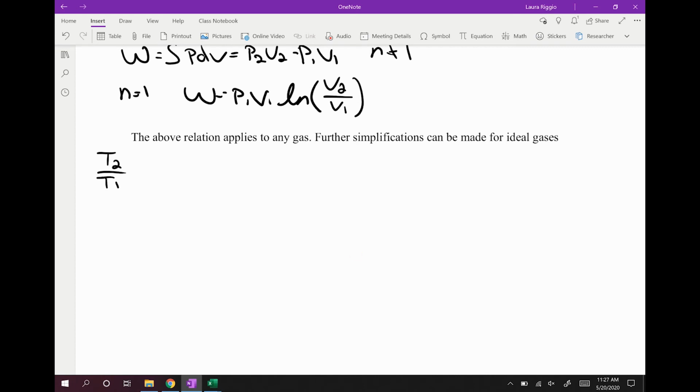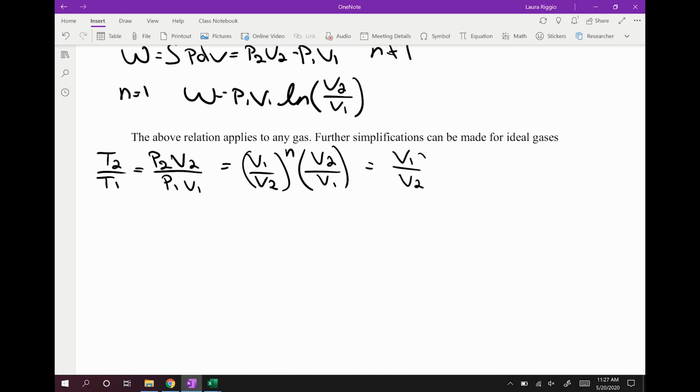If I relate two states of the ideal gas law, I have T2 over T1 is equal to P2 V2 over P1 V1, which is (V1 over V2)^n times V2 over V1, which is equal to (V1 over V2)^(n minus 1). Or if you do it in terms of pressure, you can get T2 over T1 is equal to (P2 over P1)^((n minus 1) over n).